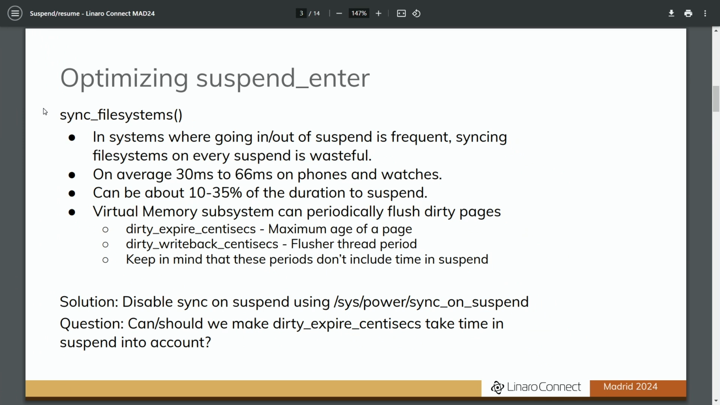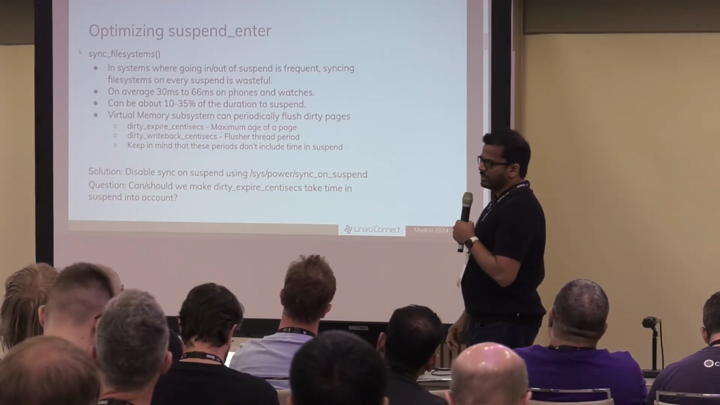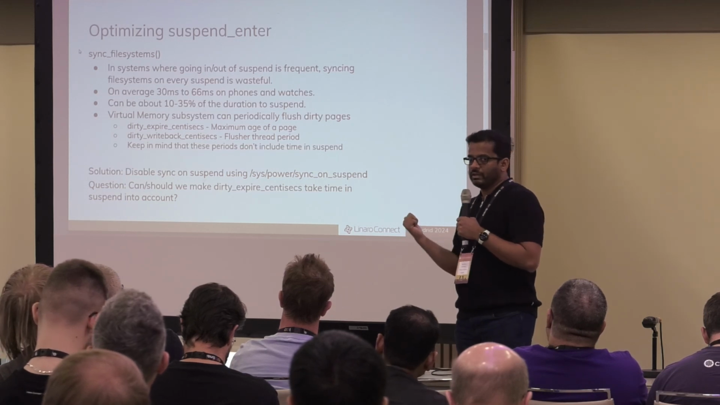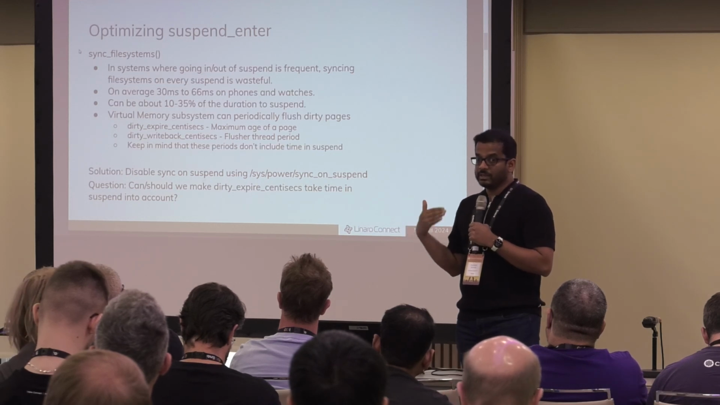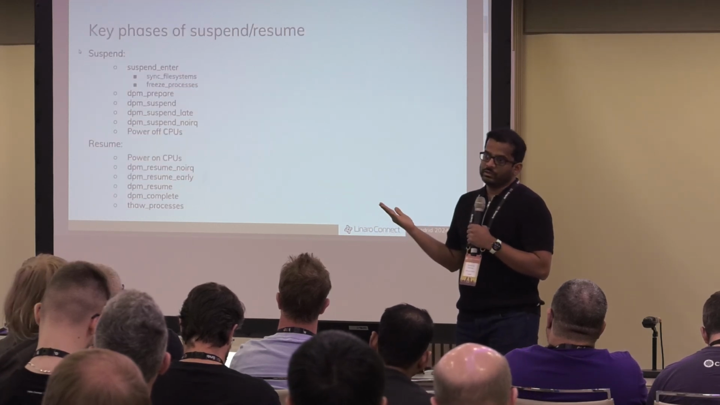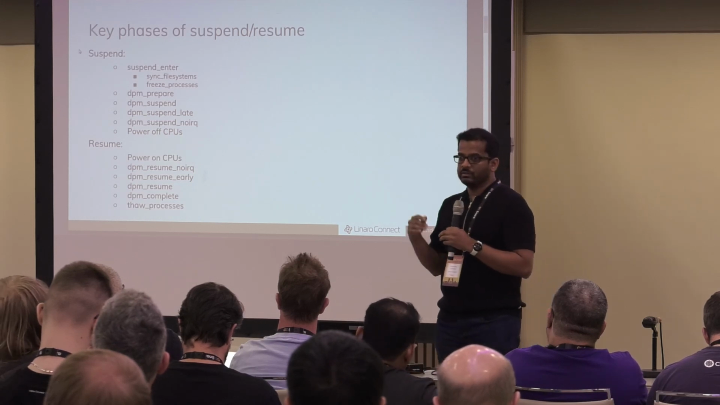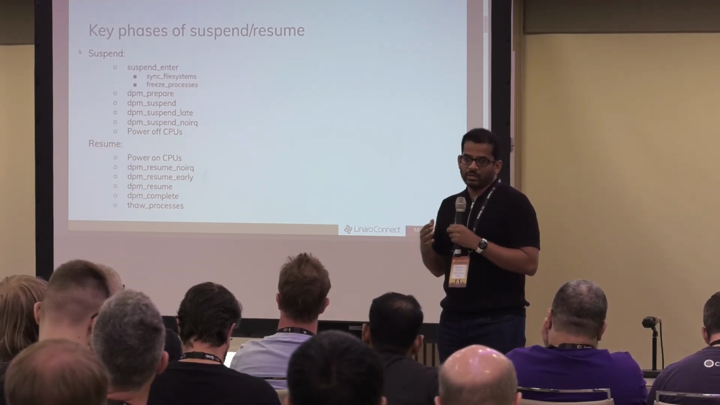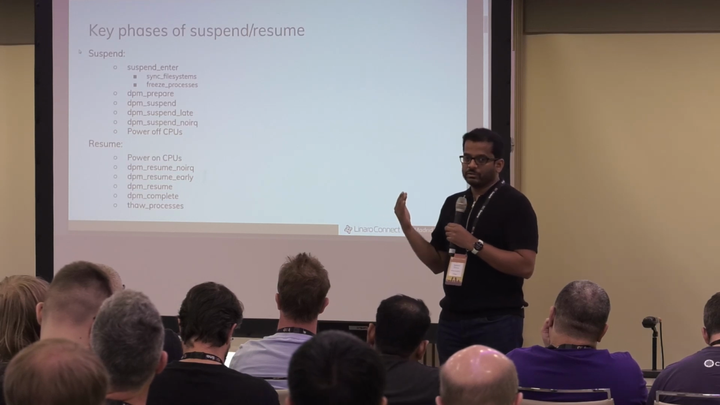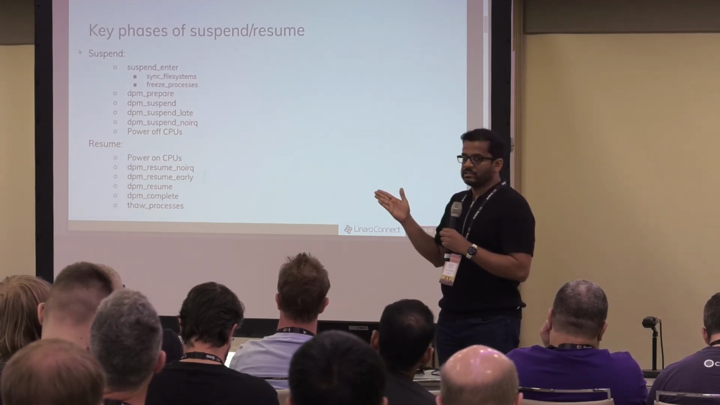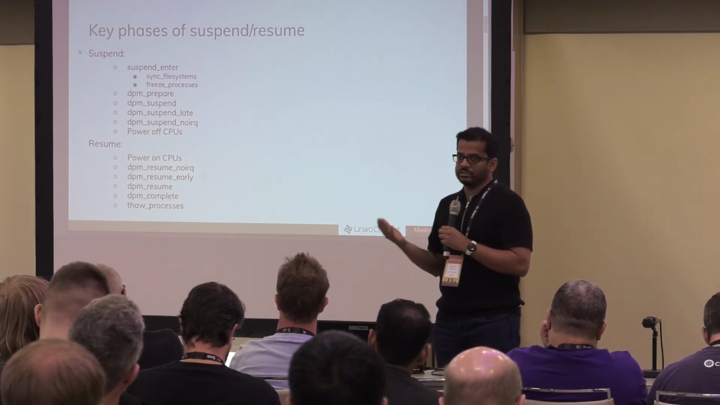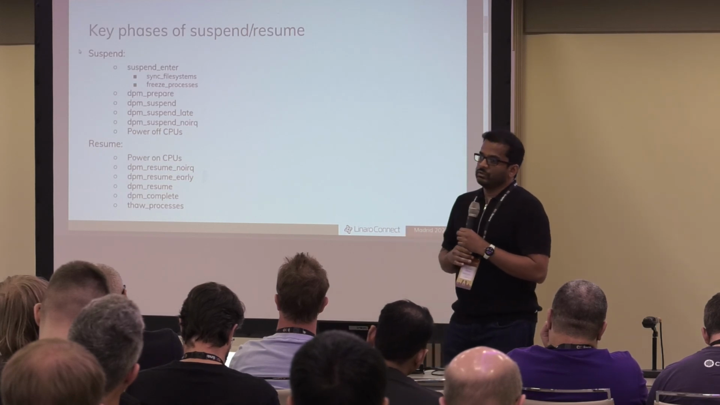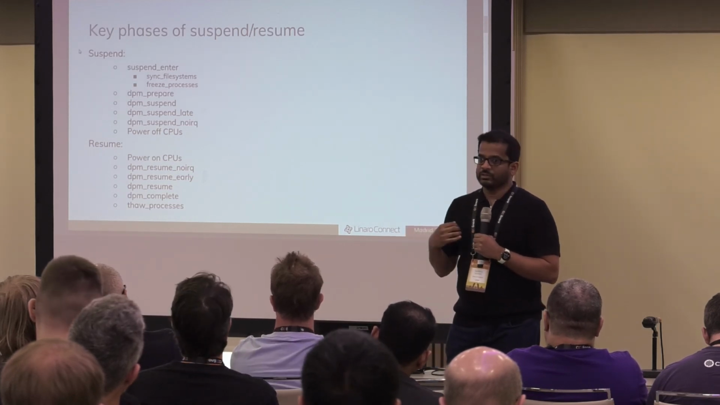So the solution is to disable sync on suspend using the sys power sync on suspend tunable. A question to the community here is, should we be making these VM tunables take into account time spent in suspend? I'm guessing that when they were implemented, they were thinking more of a laptop where you open it up, work on it, dirty pages get flushed, and then you close the laptop. You're not going in and out of suspend as often. In those cases, this behavior matched real wall clock time, because once you suspend, you aren't looking to wake up and have dirty pages to flush out again. If somebody is more familiar with this or interested in this, that's something to look into.